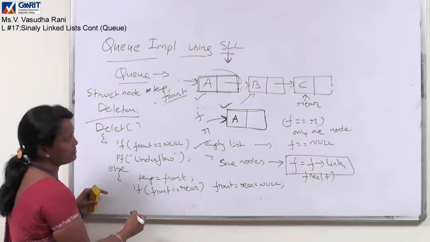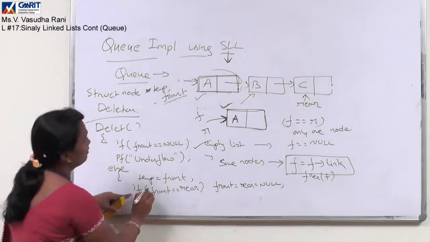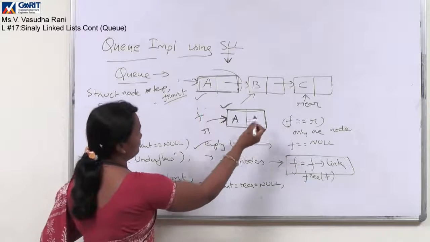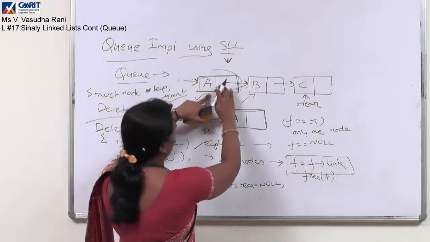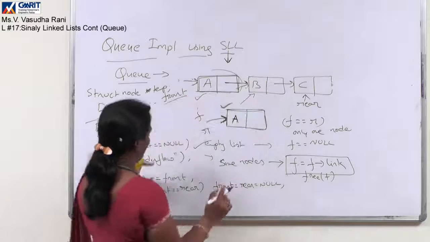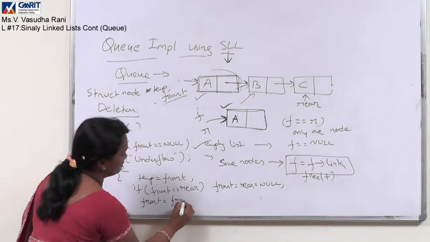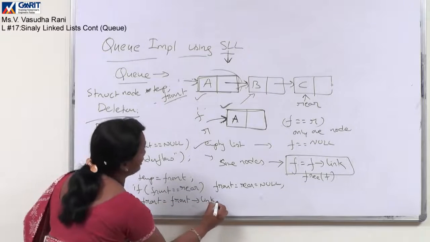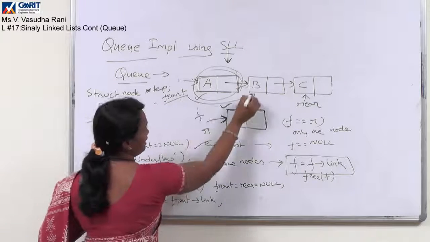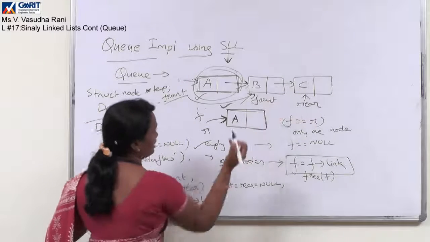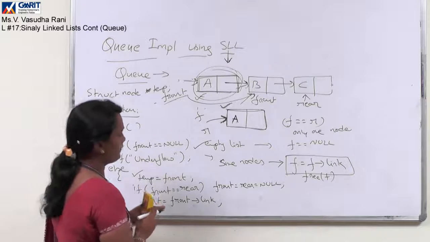If it is the else case, there are multiple nodes in the list, then this is the node we want to delete, so we have to write front equal to front link. So front equal to front link, the current front, which we want to delete, is updated to the next node, and this front node we already have in the temp pointer.